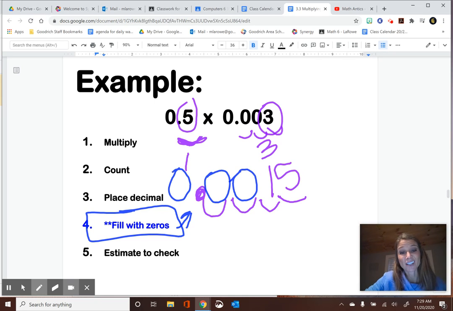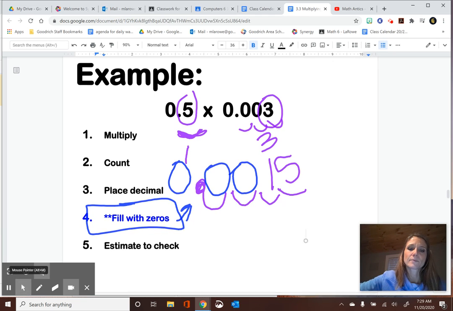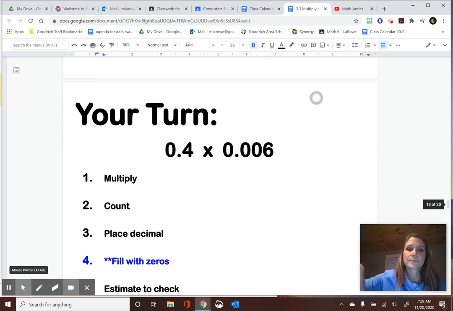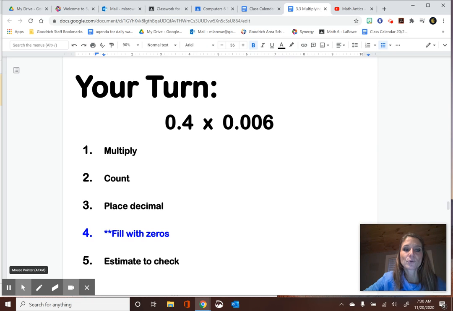We can estimate to check. It's like 50 cents times about nothing. And so that's why our answer is about nothing. Give you one like that to try. We'll pause the video while you work to multiply and then place a decimal. Remember, you'll need a lot of zeros.